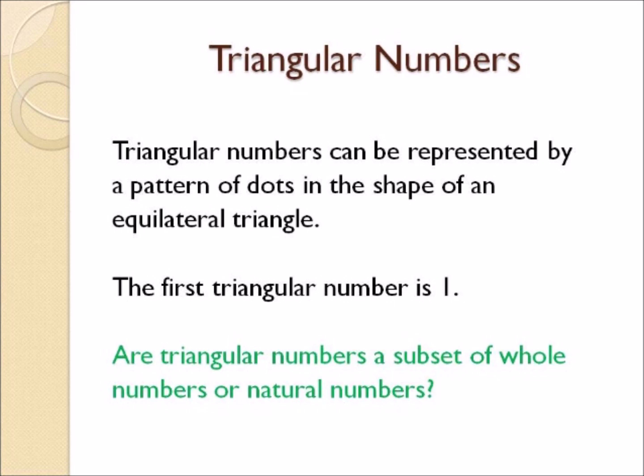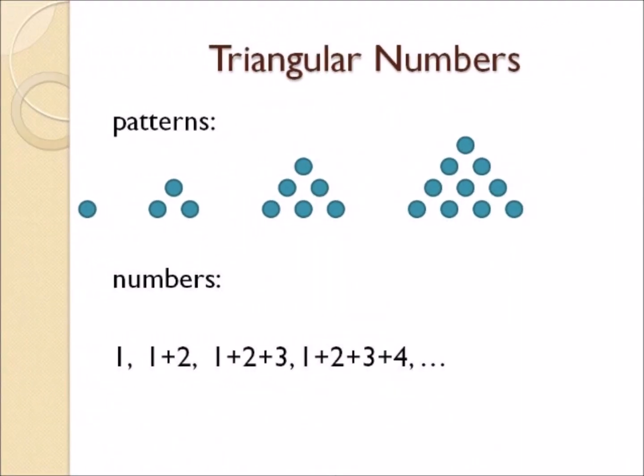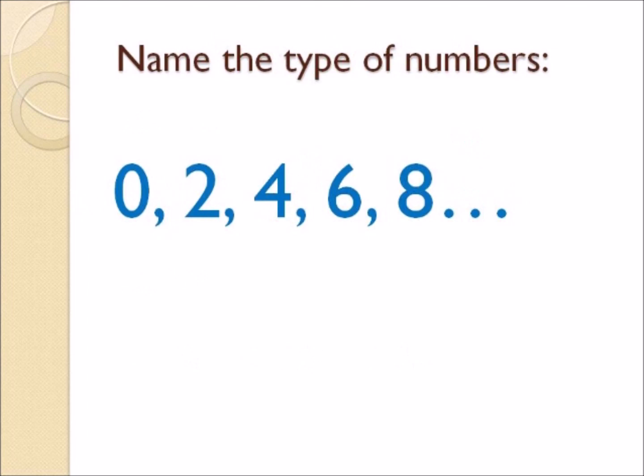So let's look at the pattern of dots that would give you these triangular numbers. The pattern: 1 dot, that's the number 1. Then 3 dots, that's 1 plus 2. Then 6 dots, 1 plus 2 plus 3. Then 10 dots, 1 plus 2 plus 3 plus 4. So triangular numbers go in that pattern. You just keep adding consecutive numbers. So the next one will be 1 plus 2 plus 3 plus 4 plus 5. And those are your triangular numbers.